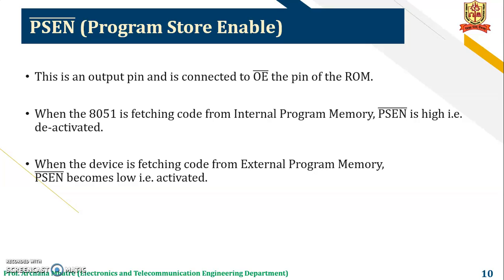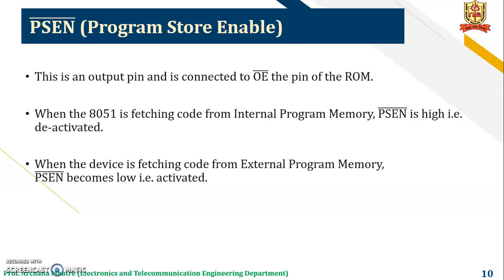Then next is PSEN bar. PSEN is the program store enable. This is an output pin, and it is connected to the OE bar pin of the ROM, that is the output enable pin of the ROM memory. When the 8051 is fetching code from internal program memory, then PSEN bar is high, that is it is deactivated, as it is an active low pin. And when the device is fetching code from external program memory, then PSEN bar becomes low, that is it is activated.